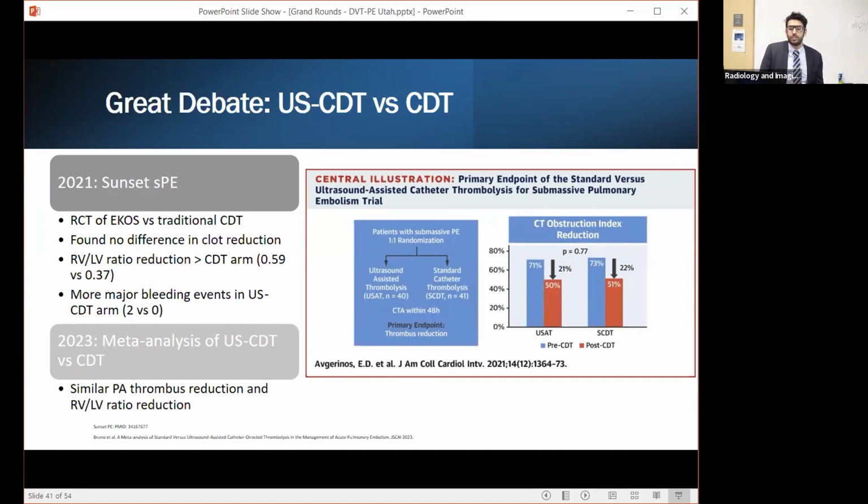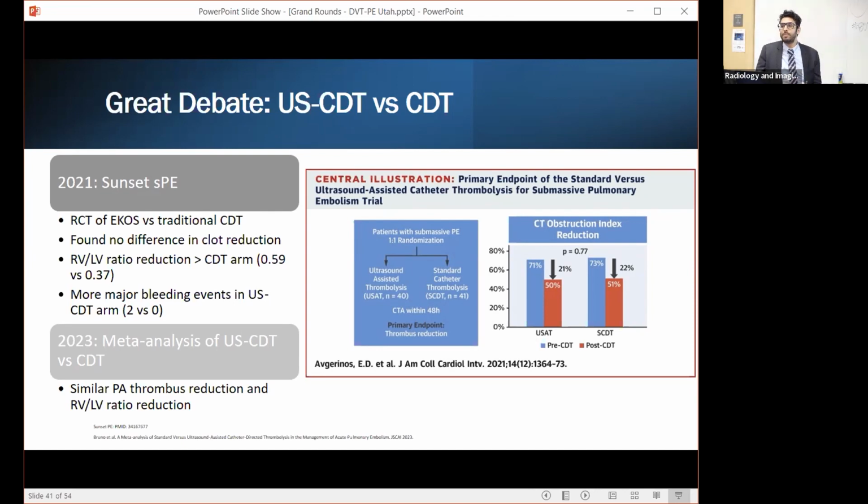There's a randomized controlled trial where they compared ECOS versus non-ECOS, just a traditional infusion catheter, and actually saw that there was no reduction in clot burden, and that the RV-LV ratio reduction was actually greater in the traditional CDT arm. There were also more bleeding events in the ultrasound arm, although it wasn't statistically significant. In 2023, they did a meta-analysis that came out a couple months ago, where they looked at ultrasound-accelerated CDT, which is ECOS, versus traditional CDT, and saw similar reduction in PA thrombus and RV-LV ratio.